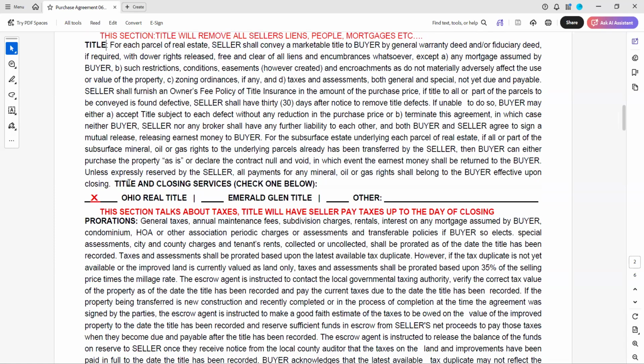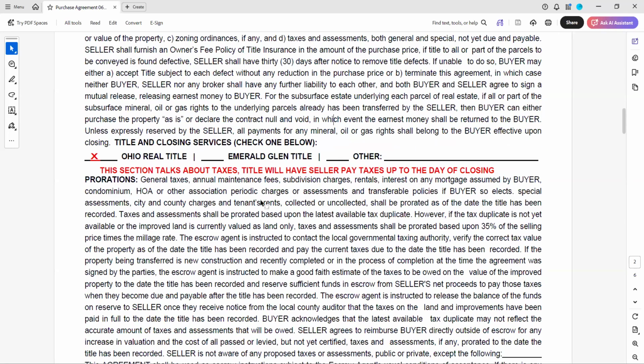The next section says who is doing the closing services. So that's the title company. On our new purchase agreement, you can check mark Ohio Real Title or Emerald Glen Title, as those are our preferred title companies, or there is a section for other. Maybe you don't want to use Emerald Glen or Ohio Real Title and you want to use Infinity Title. It is entirely up to your buyer who they want to choose, and you can write another one on here. If you are going to use Ohio Real Title or Emerald Glen Title, please talk to the office about the affiliated business arrangement disclosure that would have to be signed.